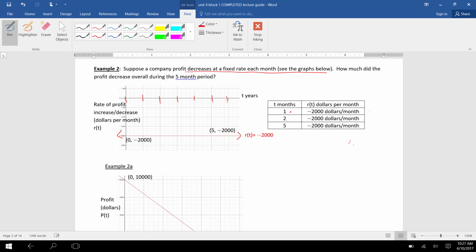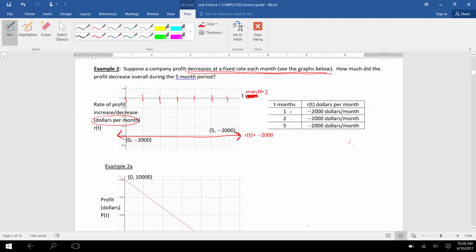So in example 2, suppose we have a company profit decreasing at a fixed rate each month. So here's the profit decrease function. It's the derivative of the profit. R of t equals negative 2,000. It says over here it's in dollars per month. Notice there is a little typo right here. The x-axis should be labeled t months, not t years.